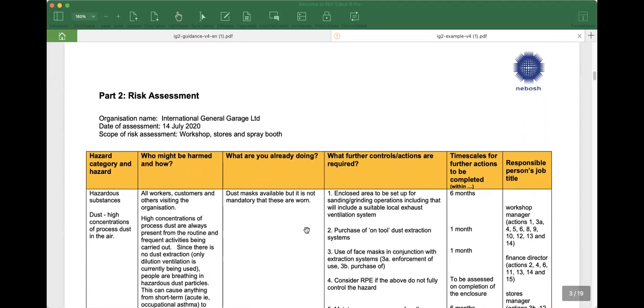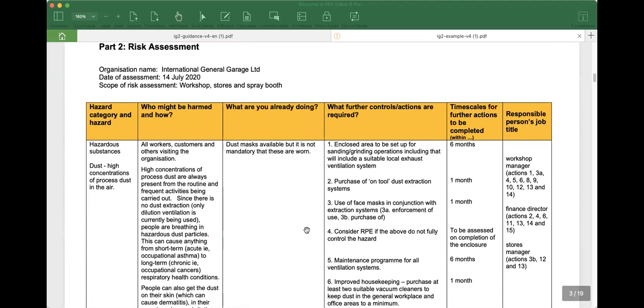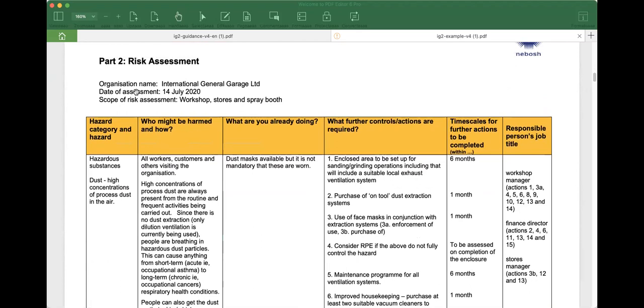So part two, risk assessment. In part two, normally you need to repeat your company name, organization name again here, and the date of assessment. The date of assessment is from today, like from 11 June, because yesterday was your paper. So from 11 June until 20th June, you can write any date for your risk assessment.